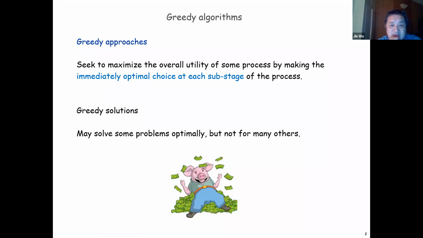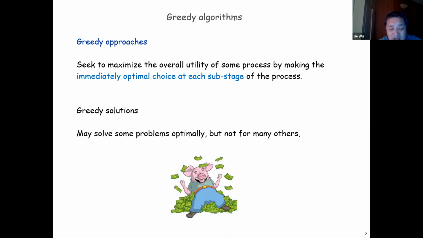So let's first discuss the main idea of greedy. Greedy tries to maximize the overall utility of some process by making the immediate optimal choice at each sub-stage. Assuming that you solve a problem using multiple stages, you look at each sub-stage one at a time and make an optimal choice.